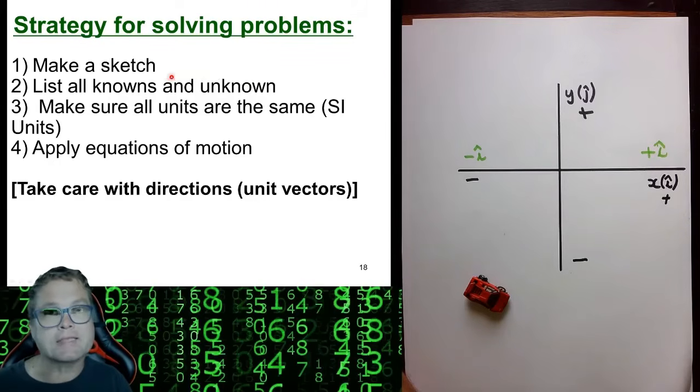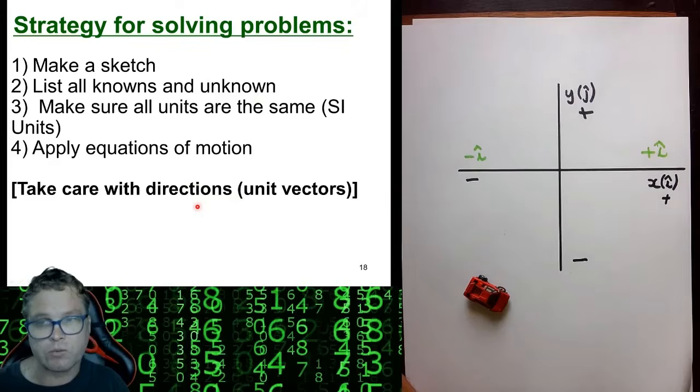First, we're going to make a sketch of the situation, listing all knowns and unknowns. Then we're going to make sure that all quantities given are in SI units, in the same units. And then we're going to apply the equations of motion to find the unknown quantities. Really key to this process is going to be the care that we need to take with the directions and unit vectors. We covered unit vectors previously.